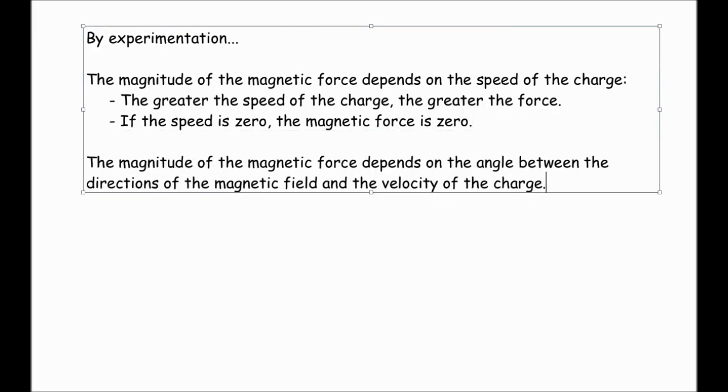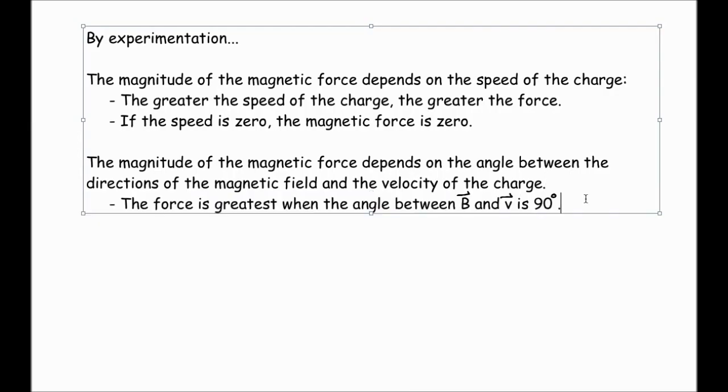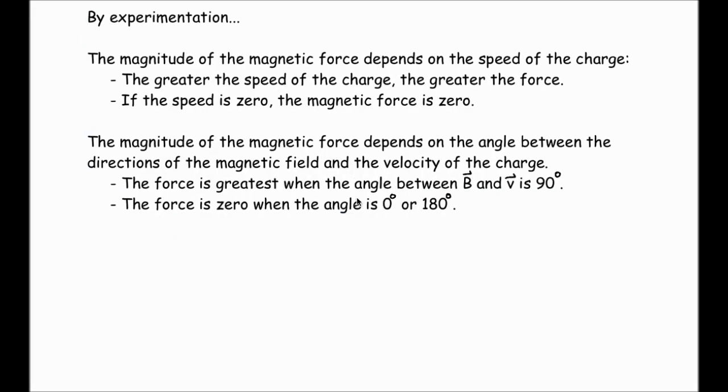The force is greatest when the angle is 90 degrees between those two vectors. And the force is 0 when the angle is 0 degrees or 180 degrees. In other words, if they're pointing in the same direction or opposite directions. And so these facts are expressed in the Lorentz force equation that I'll write down in just a minute that gives us the magnitude of the magnetic force.